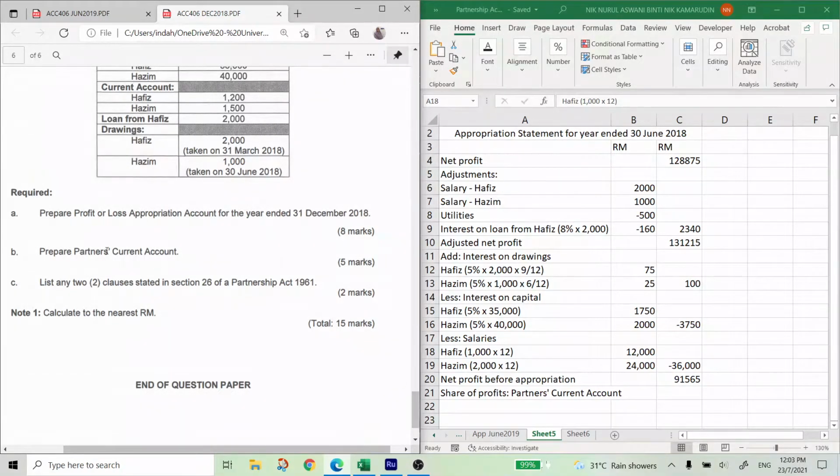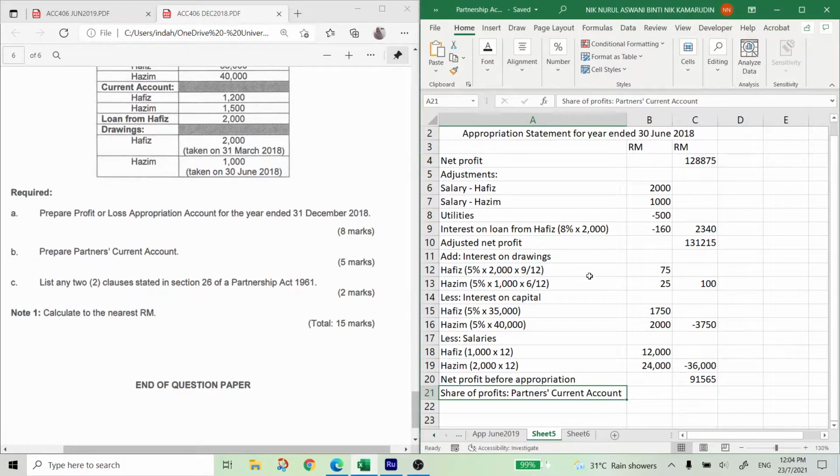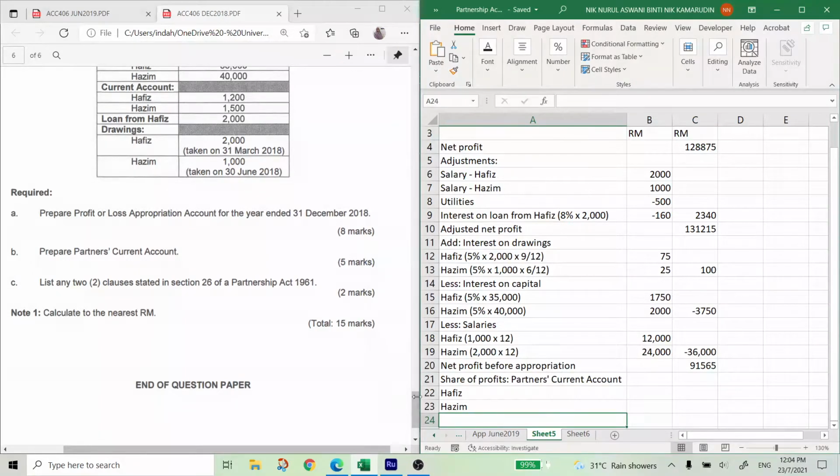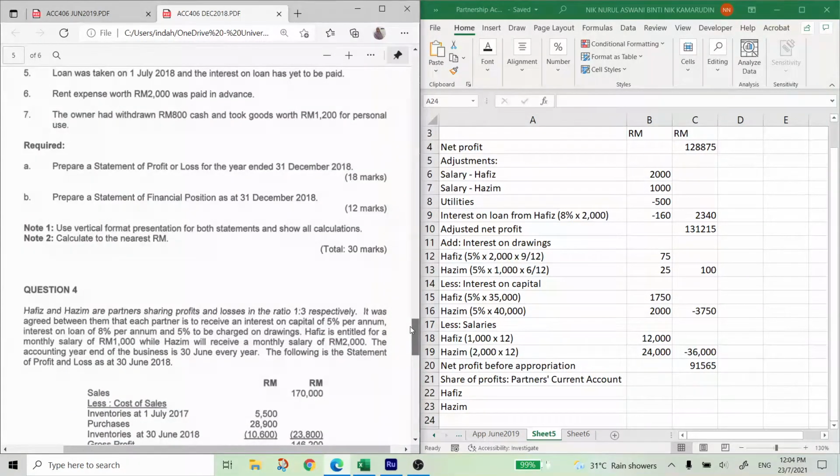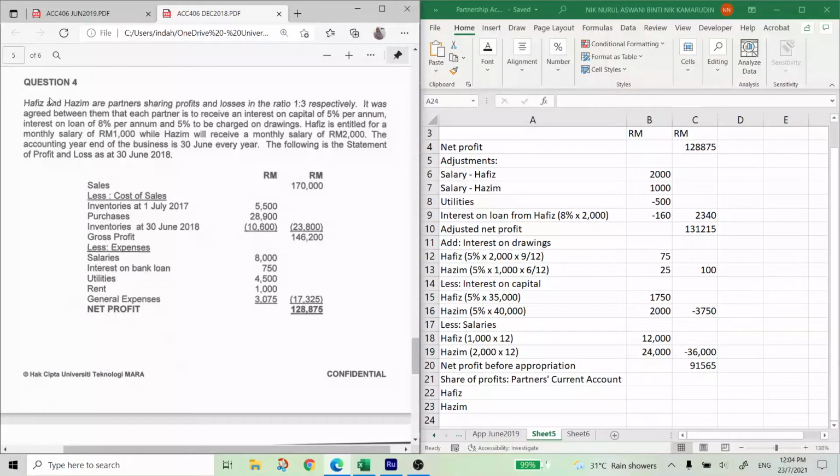So let's prepare the partners' current accounts, meaning that they are using fixed capital accounts, so this is to be transferred to the partners' current accounts. If they are using fluctuating capital accounts, this is to be transferred to the capital accounts. Hafiz and Hazim, based on their profit sharing ratio. Their profit sharing ratio is Hafiz 1, Hazim 3.